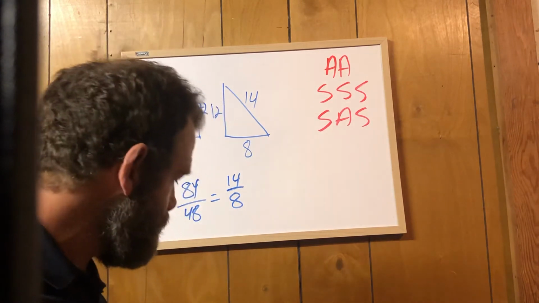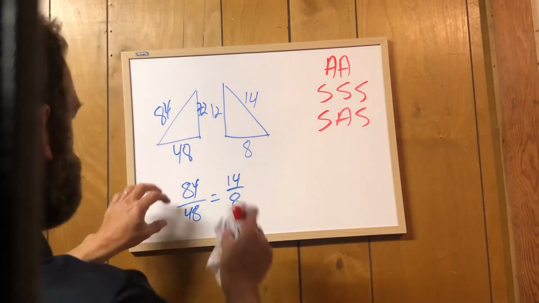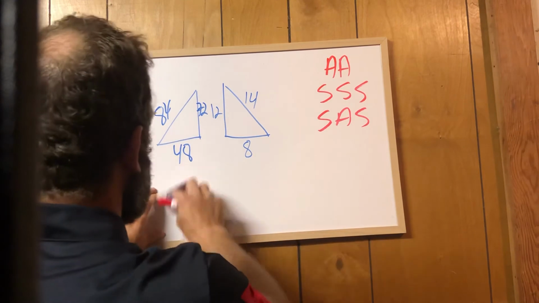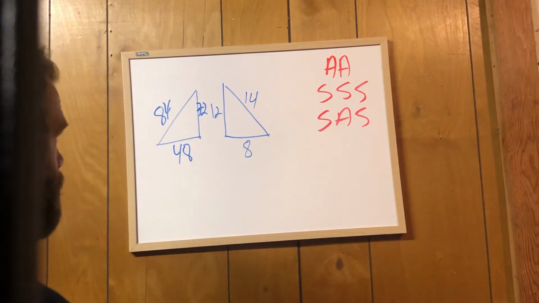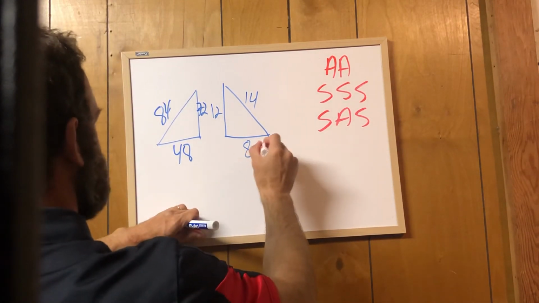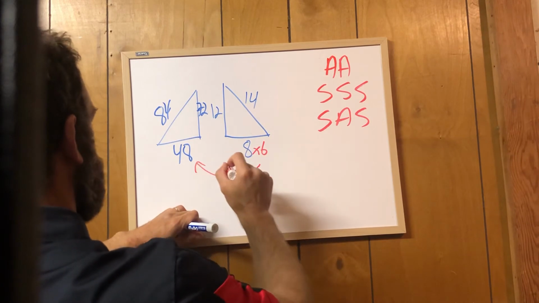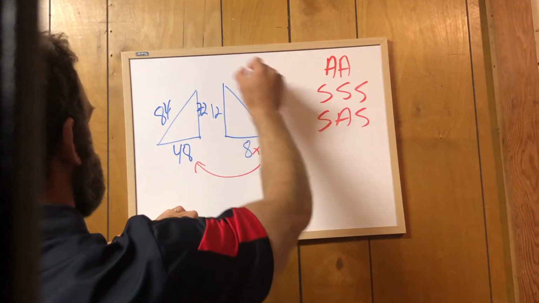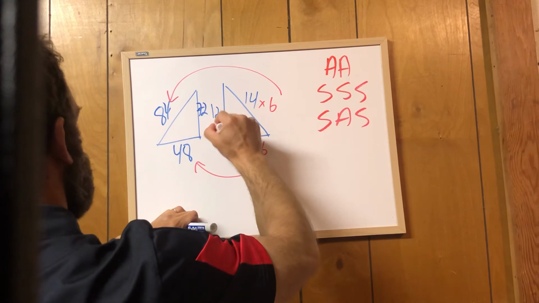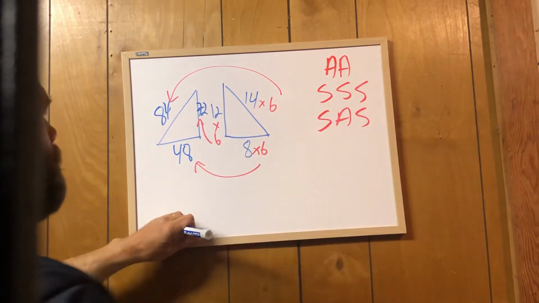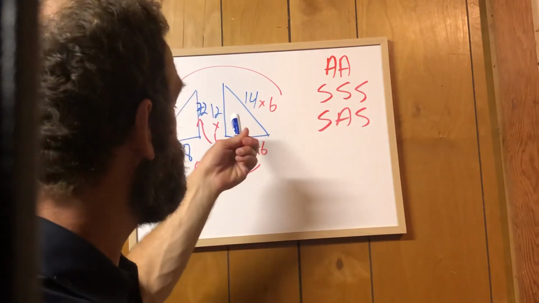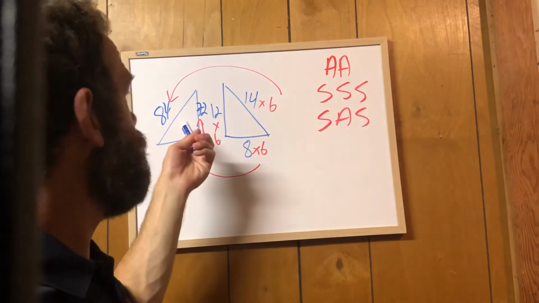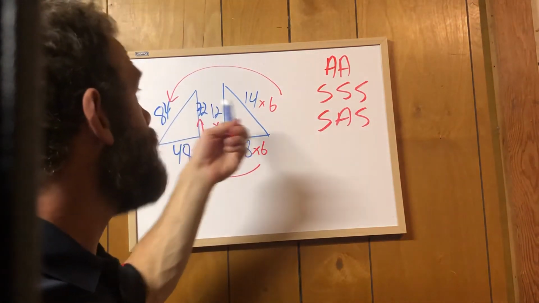But the easier way to see if they are similar is look at the scale factor. I think that's way, way easier. Look, 8 times 6 is 48. 14 times 6 is 84. 12 times 6 is 72. The scale factor is 6, so this is 1/6 the size of this, or this one is 6 times the size.